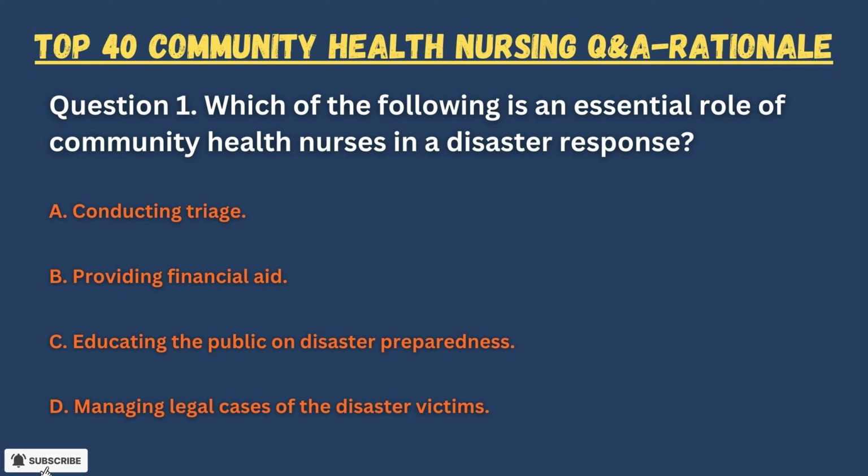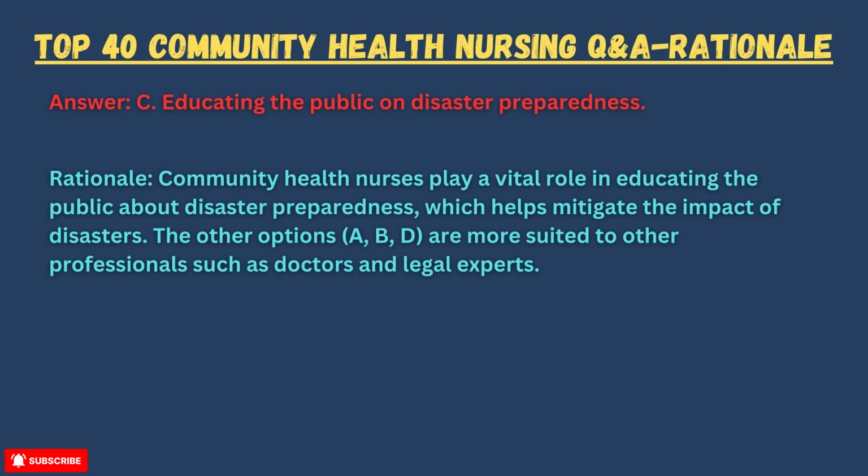Question 1. Which of the following is an essential role of community health nurses in a disaster response? A. Conducting triage. B. Providing financial aid. C. Educating the public on disaster preparedness. D. Managing legal cases of the disaster victims. Answer. C. Educating the public on disaster preparedness.